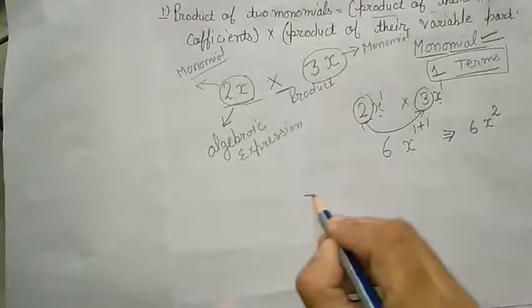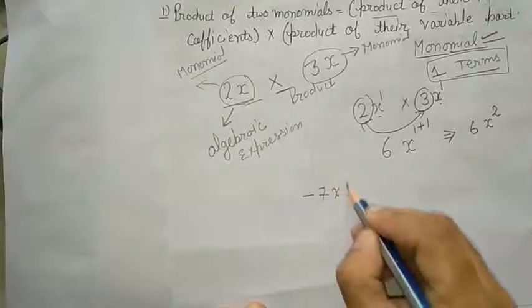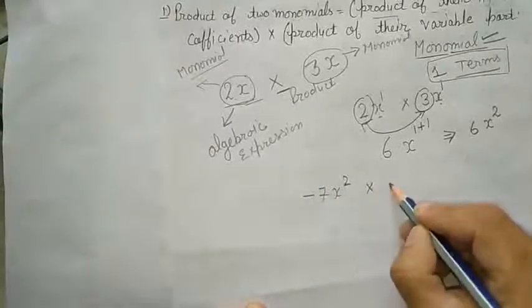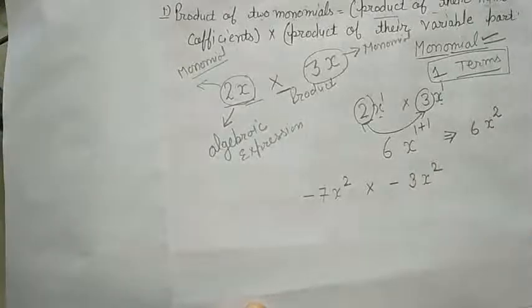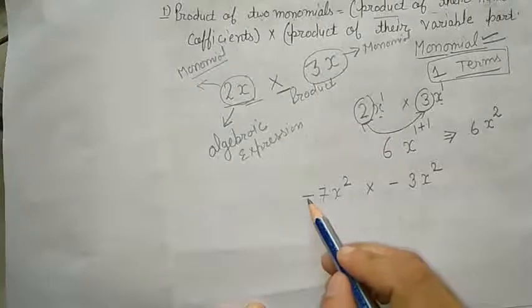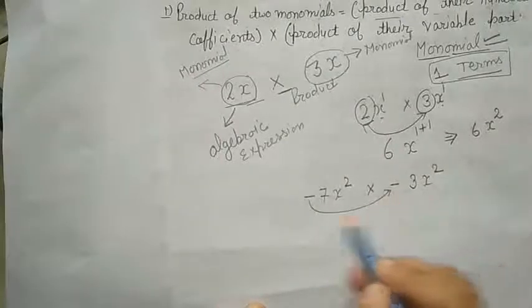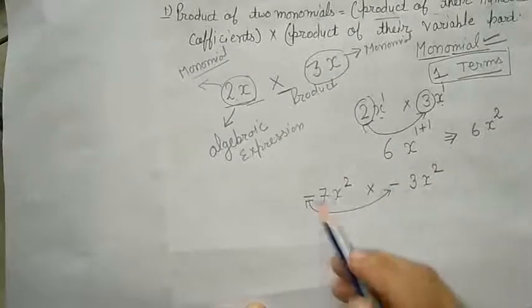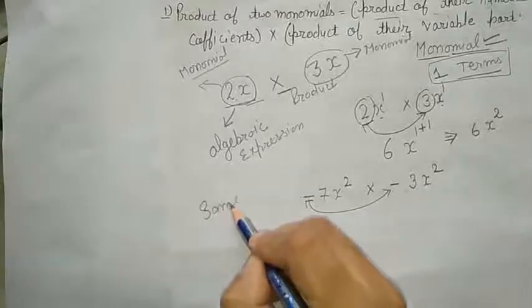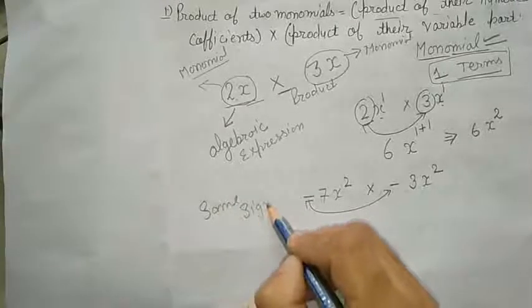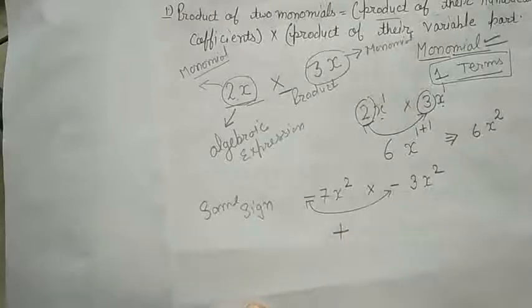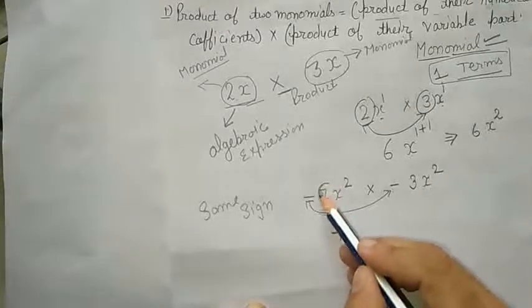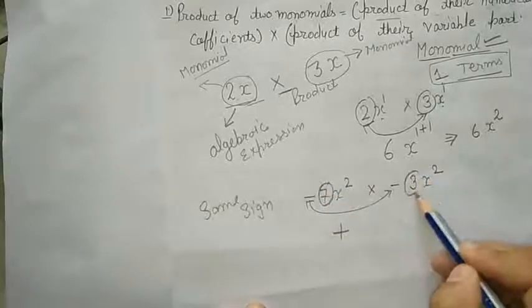One more example is minus 7x square multiply minus 3x square. These two factors have the same sign. आपको इनके same sign नजर आ रहे हैं. So the sign will be positive and the coefficients are 7 and 3.